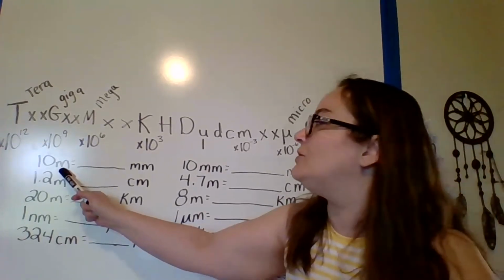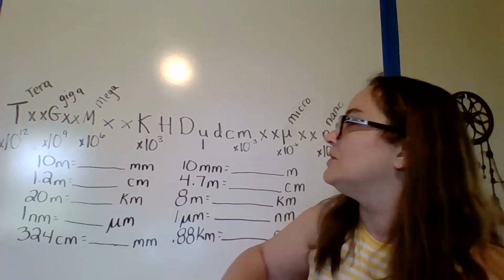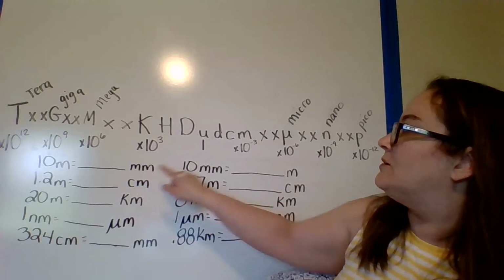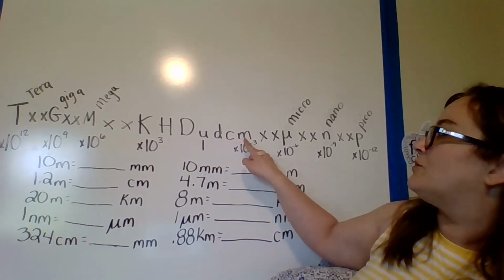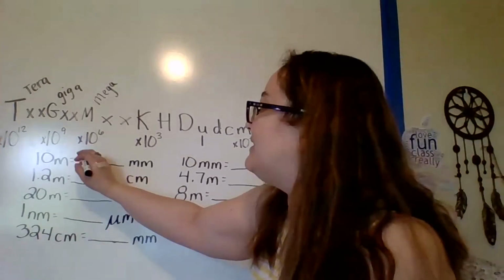So here we're going to start on U for unit. Why do we know it's U for unit and not M? Because it's M by itself. So we're going to start on U and end on M for milli. So that's 1, 2, 3 to the right. So we need to add 3 zeros. So that's going to be 10,000.